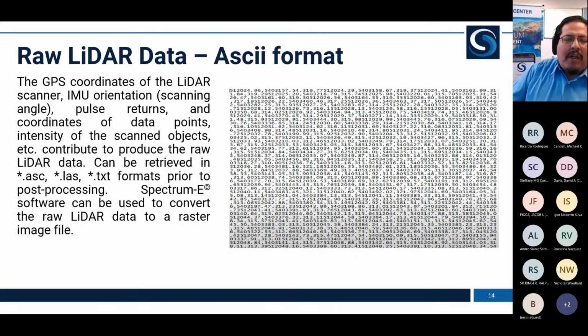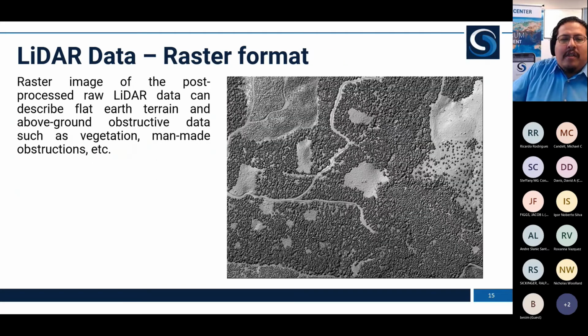The one we're going to highlight today is the Spectrum E tool and the MapMaker feature, and we're going to show how we produce a raster image file out of this raw LiDAR data. Here's kind of the end product to a degree, one of the end products. It's a digital surface model, raster image of the post-processed raw LiDAR data, and you can see it's describing flatter terrain, above ground obstructive data, such as vegetation or man-made obstructions, etc.